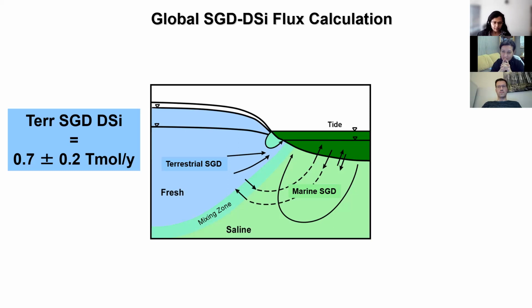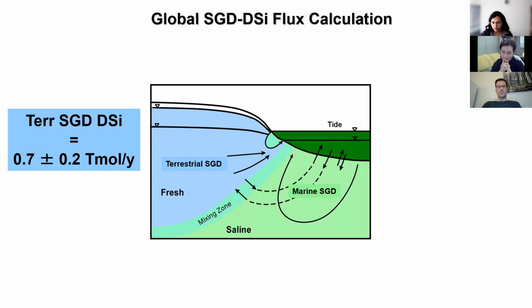So the terrestrial SGD input of dissolved silicon, and this is back in the time, I just have to make a point, where we're using capital D, and I think that we should use lowercase d because capital D could be confused with deuterium, and we're not talking about hydrogen silicon, we're just talking about dissolved silicon. So that input we calculated to be about 0.7 plus or minus 0.2 teramoles per year.